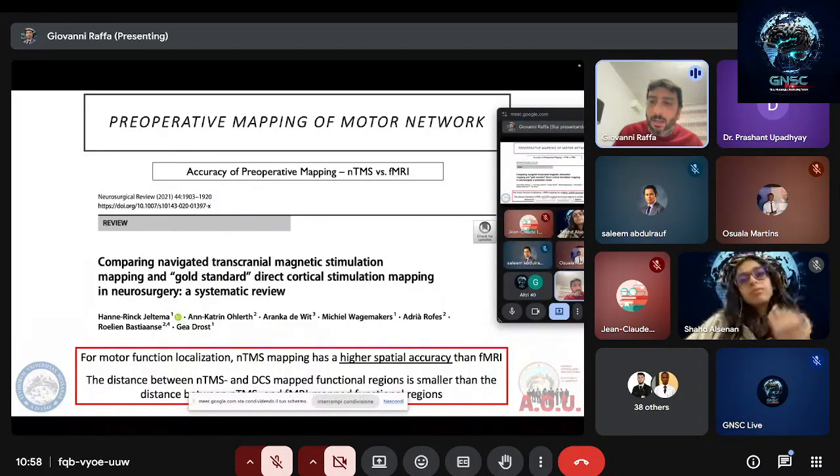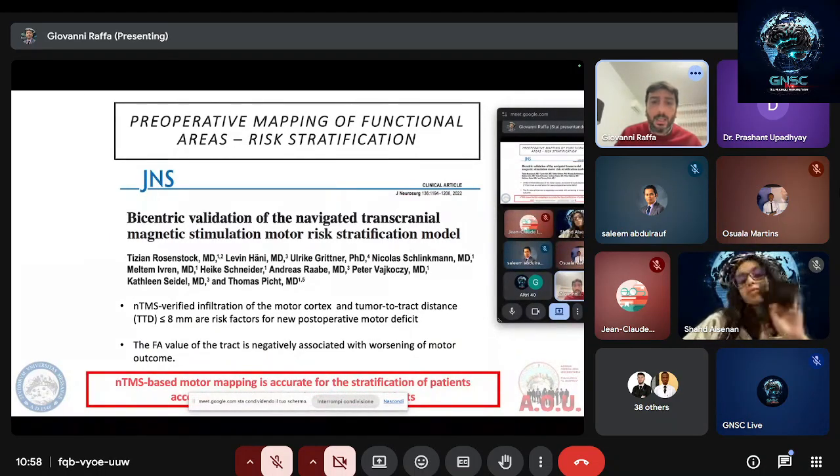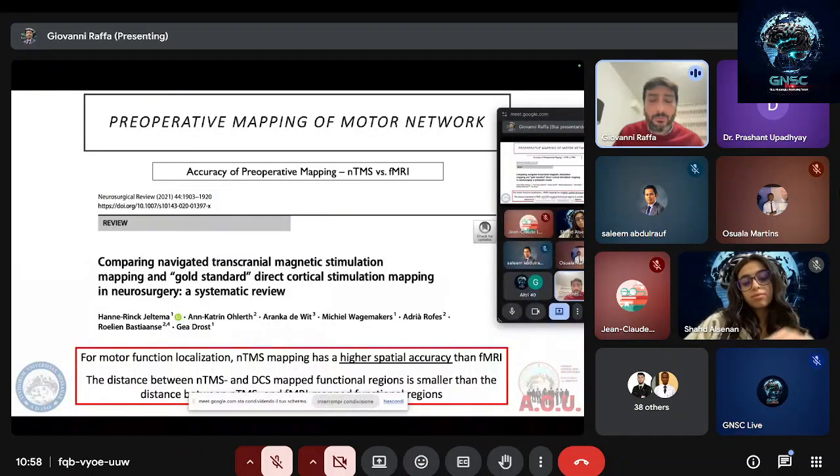So now I want to show you what the literature says about the accuracy of NTMS mapping for the motor cortex. First of all, in comparison to other preoperative techniques, like, for example, functional MRI, there are many papers. This is a meta-analysis showing that NTMS is more accurate than functional MRI. And you know that functional MRI is very diffused in different neurosurgical centers, while NTMS is just approaching neurosurgery. But since NTMS is a neurophysiological technique, it is more accurate than functional MRI.